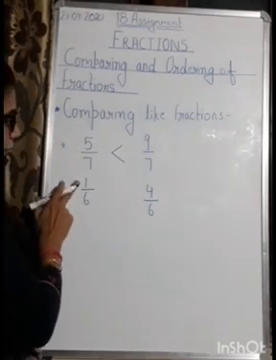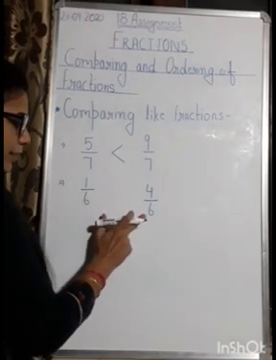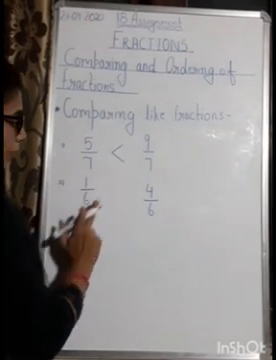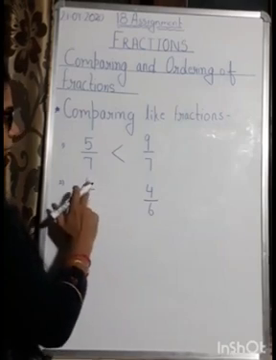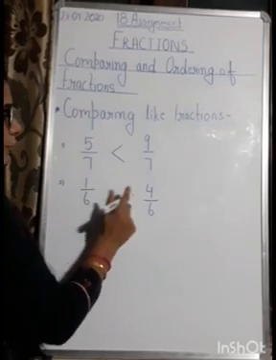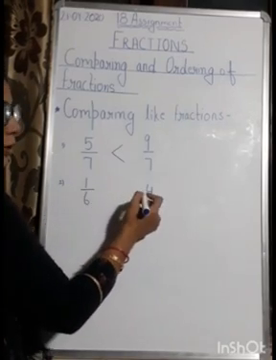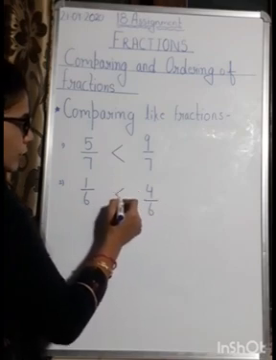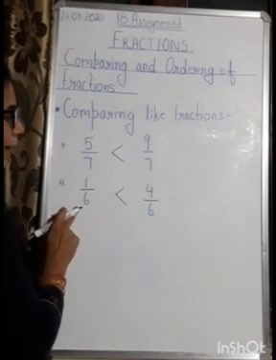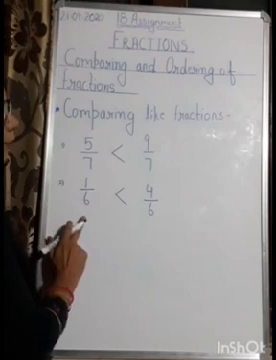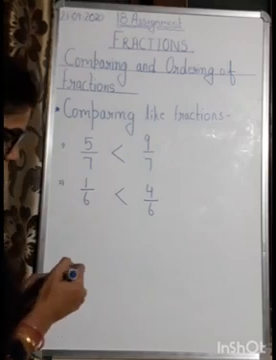Next is your 1 by 6 and 4 by 6. Same as we have done in this one. As the denominators are the same, we only have to compare the numerators. And which one is greater? 1 is greater or 4? 4 is greater. So the fraction 4 by 6 is greater than 1 by 6. This is how you compare like fractions.